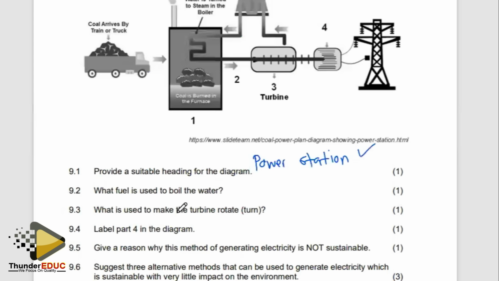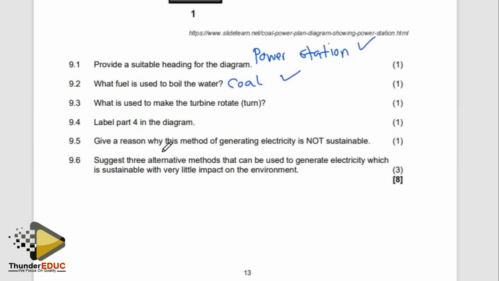1 mark. What fuel is used to boil water? Go back to your diagram there. You are told that coal is burned in the furnace. So what is the answer? The answer becomes coal. We have a solid fuel there, coal. Coal becomes the fuel. And move on to 9.3.